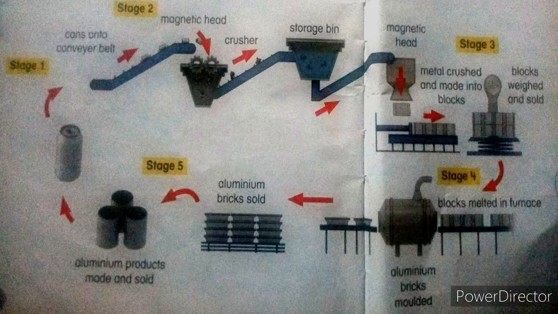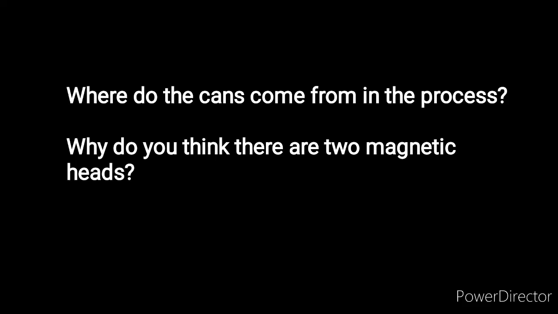And then we mold it, we heat it, we melt it, and we convert it back to aluminum cans again, as you can see in this diagram. Okay, now where do the cans come from in the process? The cans used in this process are gotten from, if you observe people that come to pick your waste at home, you see they used to select these cans and keep them separate.